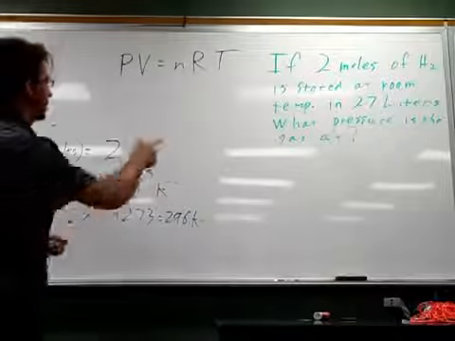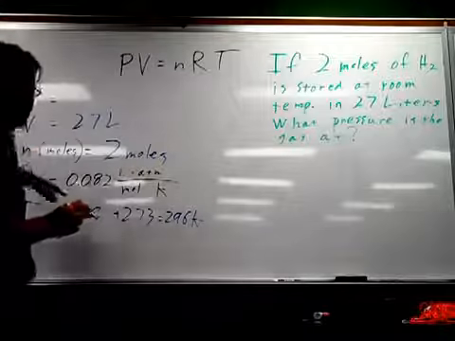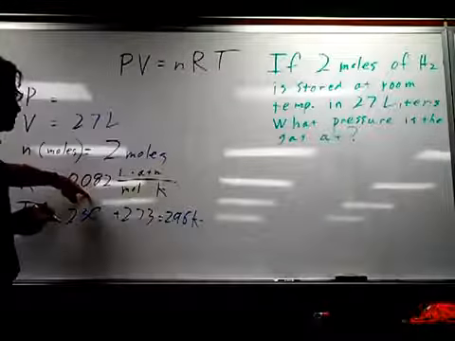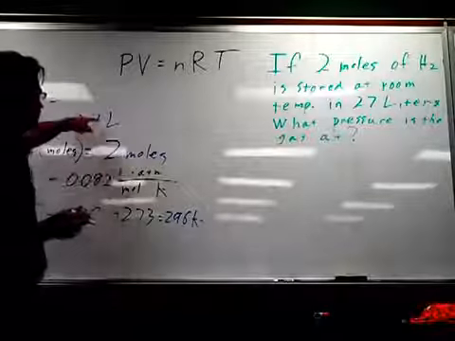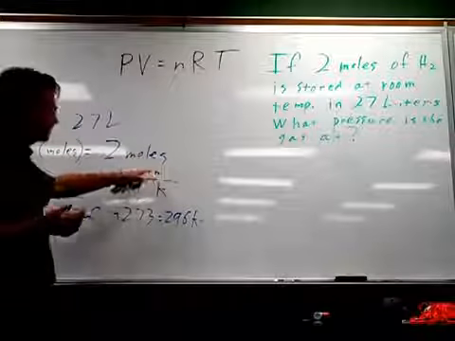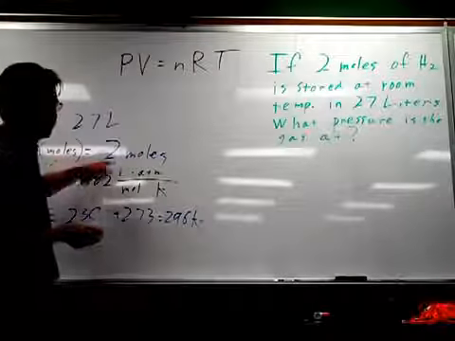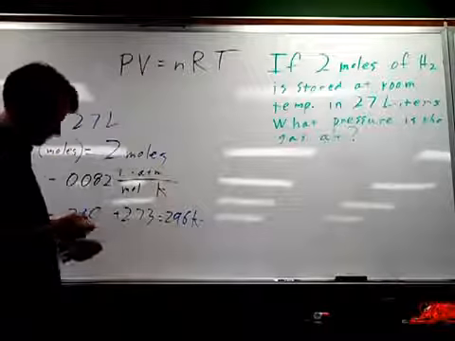The rest of the information I have is 27 liters, and R is our gas constant. So in this case, I'm dealing with 0.082 because we're dealing with units that are in liters. We'll end up with an answer, hopefully, in atmospheres, if we do everything right.